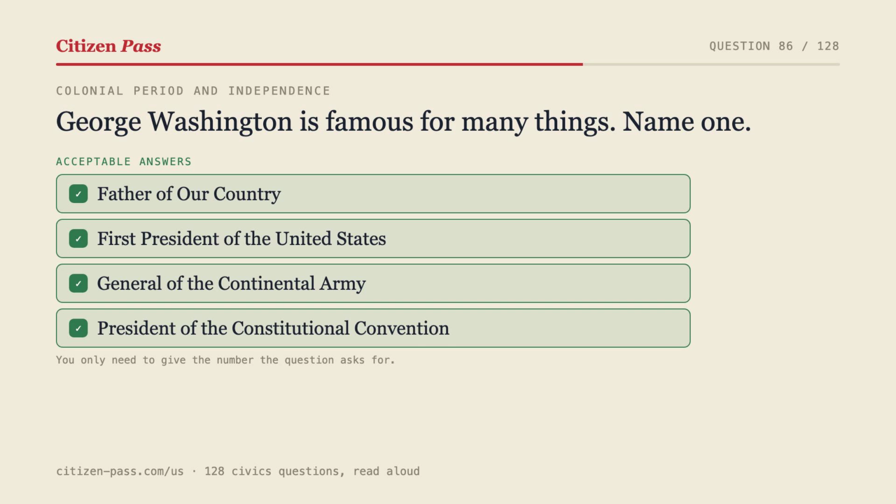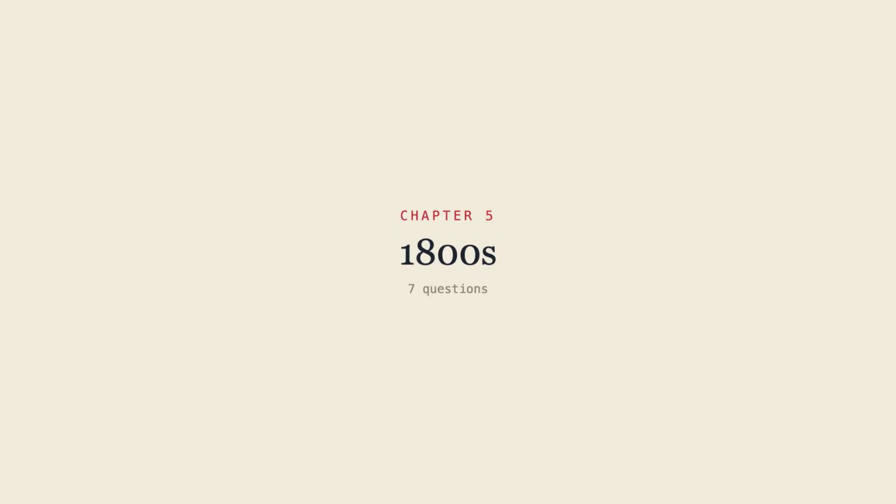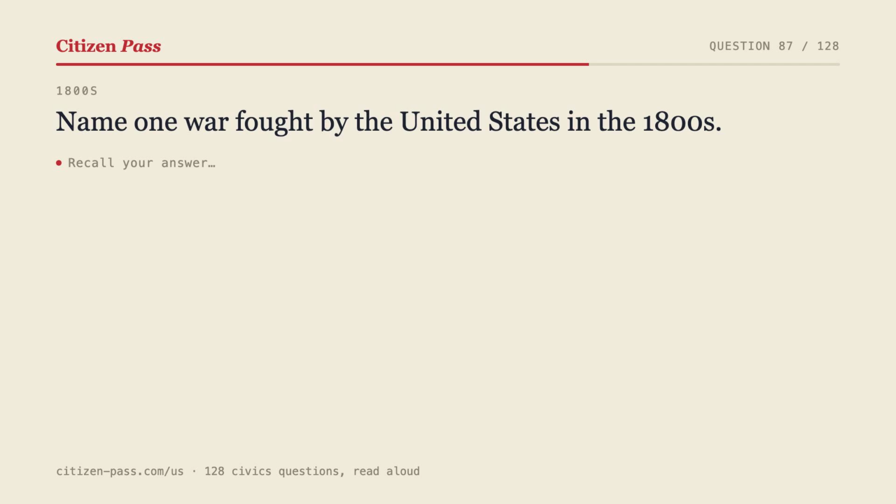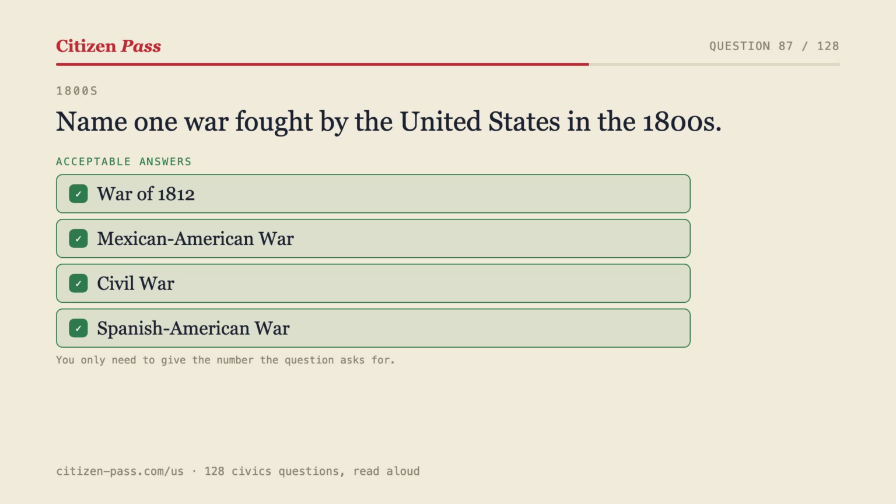Acceptable answers include Father of our country, First President of the United States, General of the Continental Army, or President of the Constitutional Convention. Name one war fought by the United States in the 1800s. Acceptable answers include War of 1812, Mexican-American War, Civil War, or Spanish-American War.